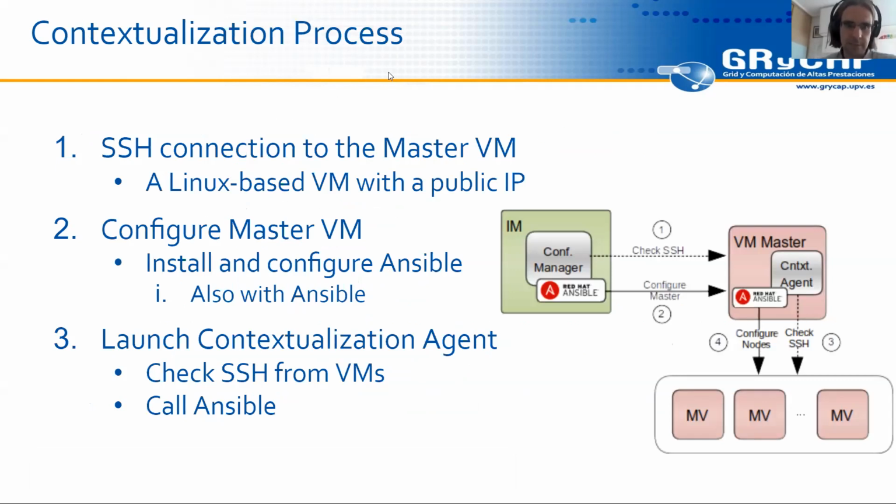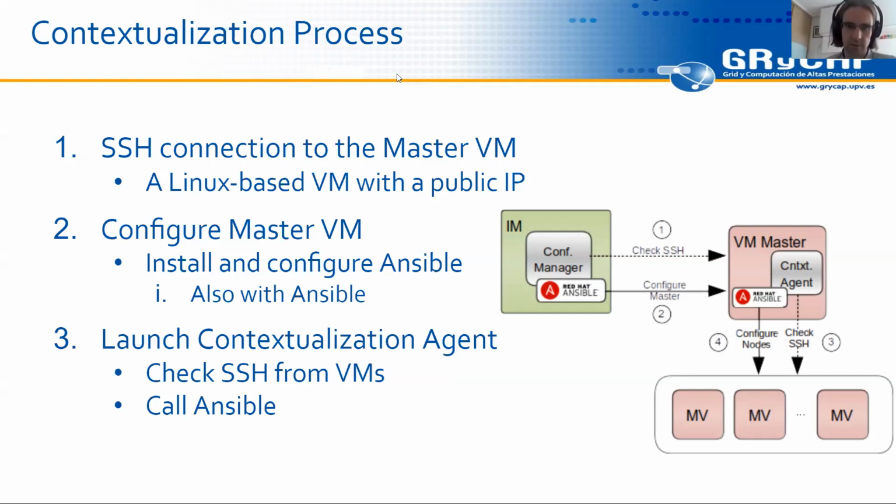So, this is how the contextualization process works. First, the IAM needs to connect via SSH to one of the virtual machines that is called master. This virtual machine is automatically selected by the IAM, and it must be a Linux-based virtual machine with a public IP. Then the IAM installs all the required software in the virtual machine, so basically install Ansible and configure it.